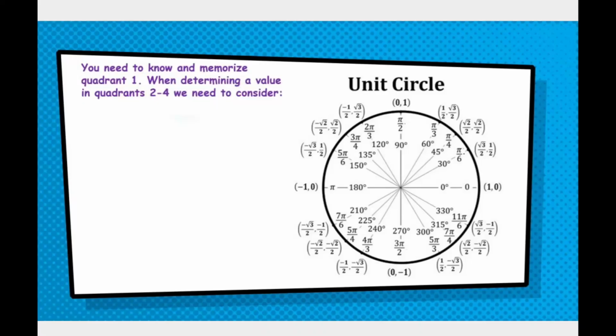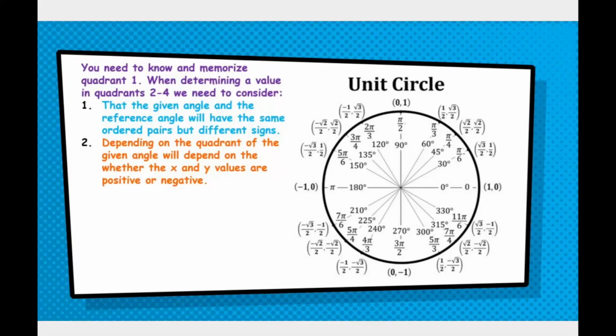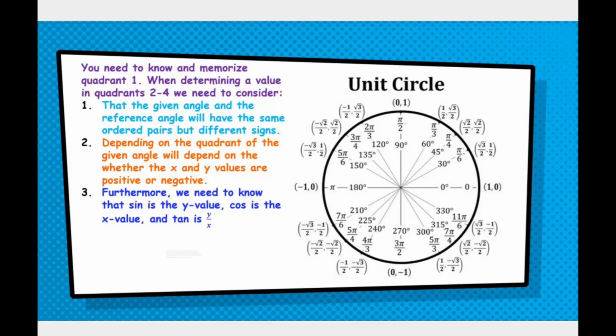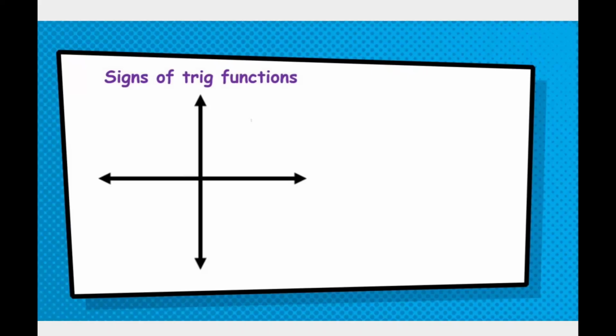And then when we are in quadrants 2 to 4, we need to consider the following. The given angle and the reference angle will have the same ordered pairs but different signs. So depending on the quadrant of the given angle will depend on whether the x and y values are positive or negative. Furthermore, we need to know that sine is y and cosine is x and tangent is y over x. So we're going to look at this mnemonic device to help us. There are 2 things that every single day you should spend the first 30 seconds doing, and that's sketching quadrant 1 and sketching what we're about to do. So signs and trig functions.